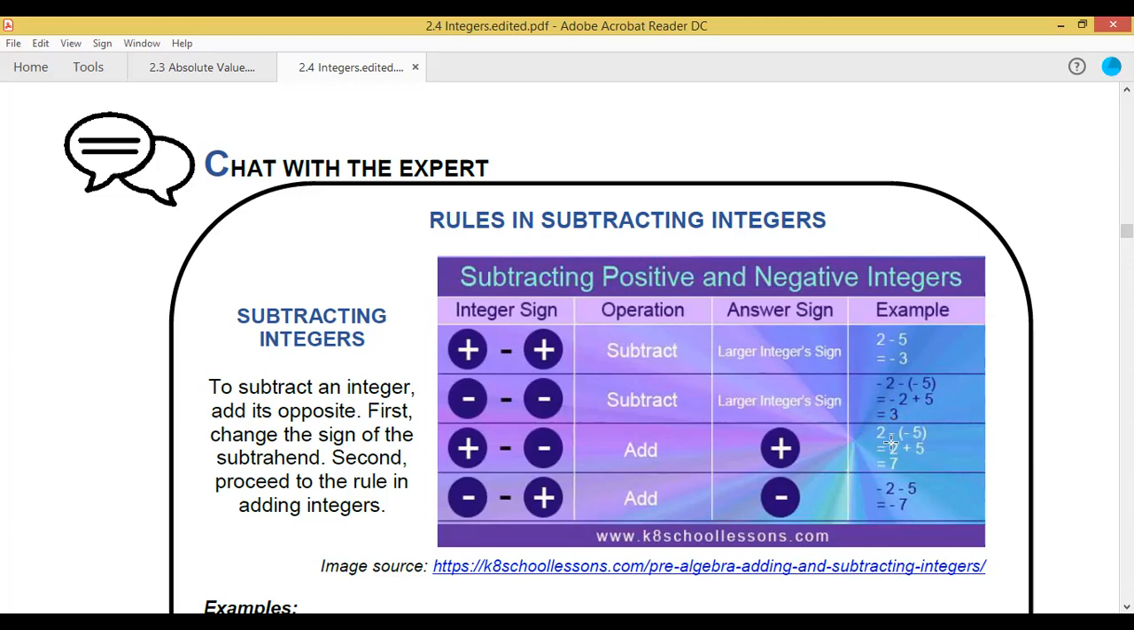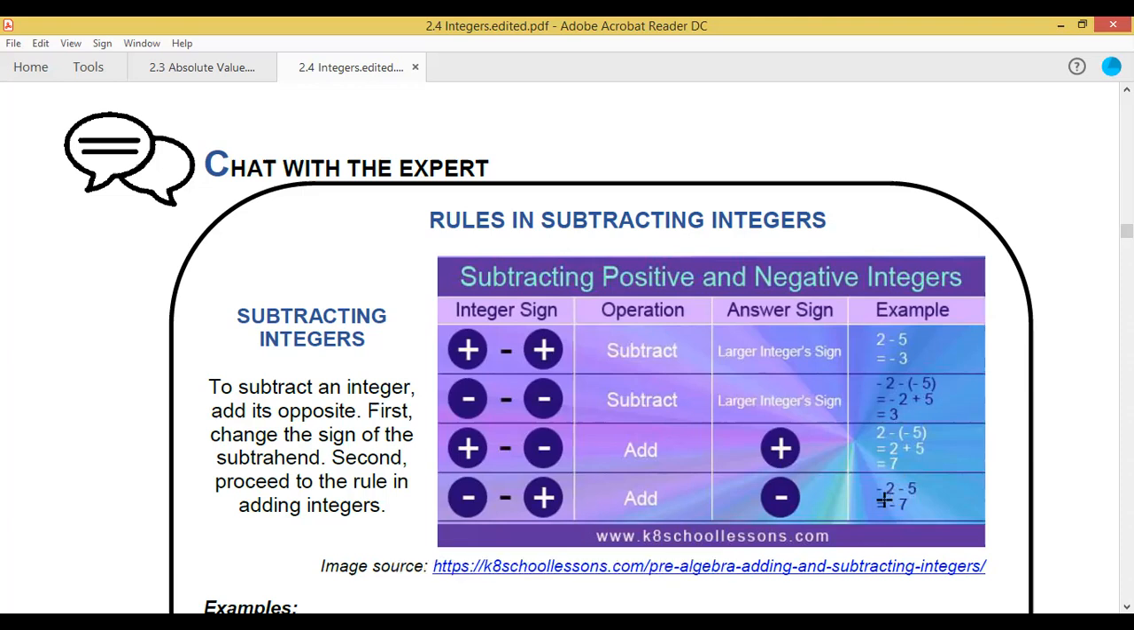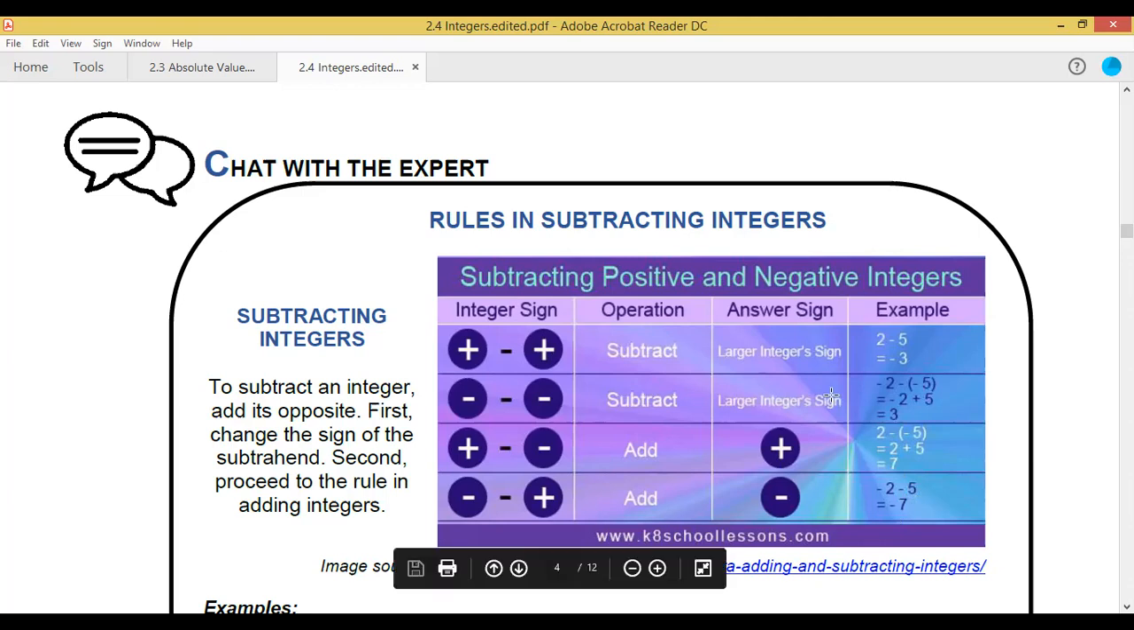Next, 2 minus negative 5. Negative times negative is positive, so we change its sign. It becomes 2 plus 5. Since both have the same signs, we will add them. The answer is 7. Next, negative 2 minus 5. This is the same as negative 2 plus negative 5. So the answer is negative 7.